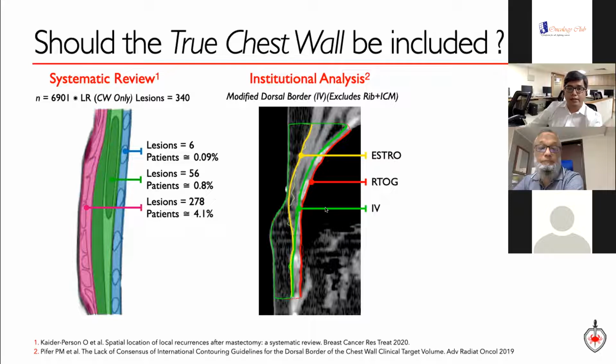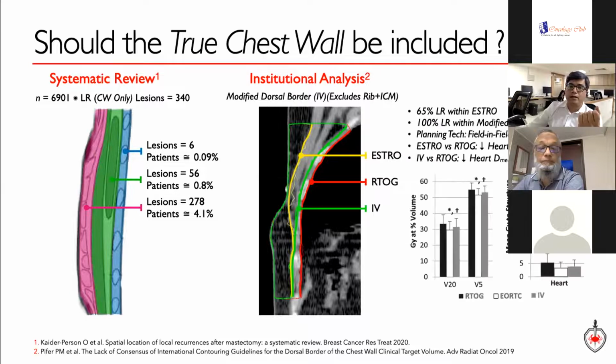And now let's see what this study from Sushil Beriwal's group actually did. So they also analyzed, and they did a dosimetry analysis as well, by reducing the posterior border of their chest wall volume. This is where the ESTRO is, which is in front of the pectoralis major muscle. This is where the RTOG is, behind the ribs and the chest wall. And this is what they did. They just cropped this volume away from the true chest wall. And what they found was that even in their data set, 65% of local recurrences were within this region in the ESTRO. 100% of local recurrences were within this modified posterior border. And they used a field-in-field planning technique, and they actually found that their heart mean dose is reduced by about 2 gray by reducing their posterior border from behind the ribs to in front of the ribs. And they also reduced their lung.